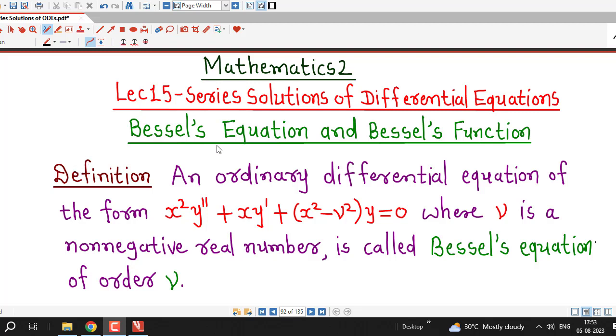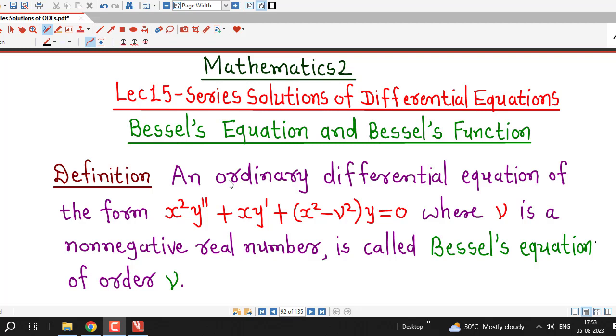Hello friends, I welcome you in lecture number 15 on series solution of differential equations. In this lecture we are going to discuss Bessel's equation and Bessel's function. This Bessel's equation is a very important equation of mathematics and we are going to solve it using the Frobenius method.